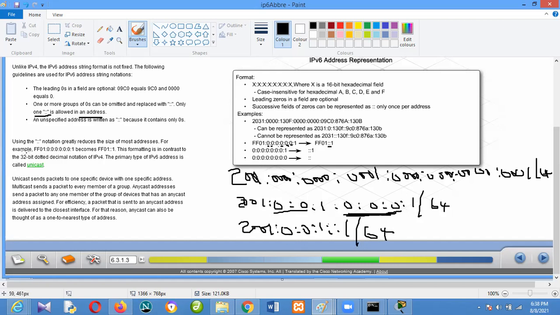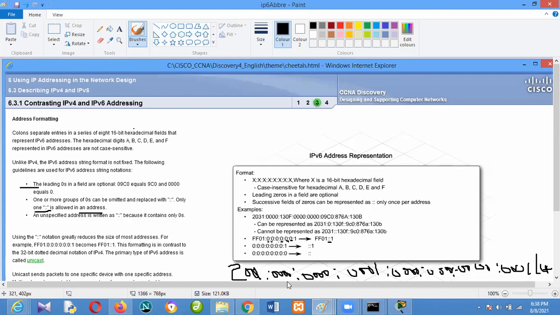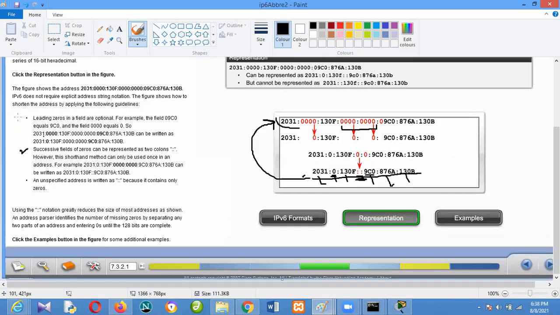So these are the rules. It has 3 rules. The first rule says leading zeros in a field are optional. Successive fields of zeros can be represented as double colon, and it can only be used once in an address. An unspecified address is specified as this. The unknown address is represented as double colon.